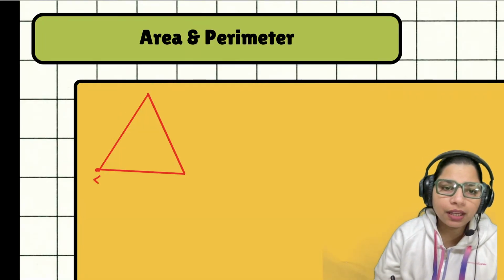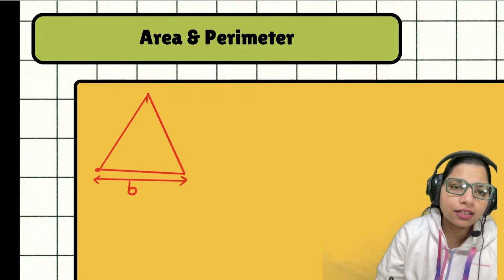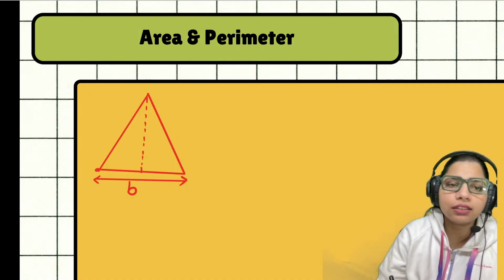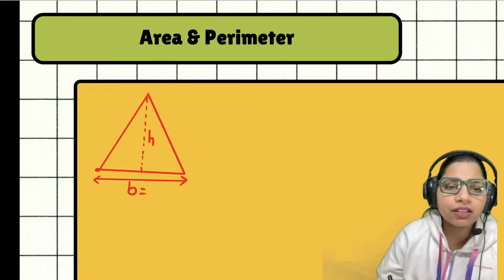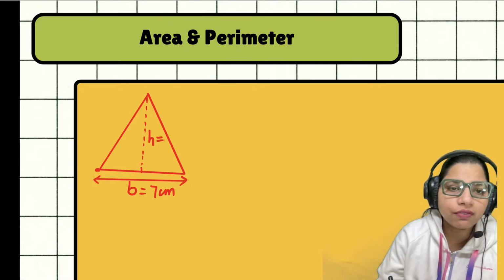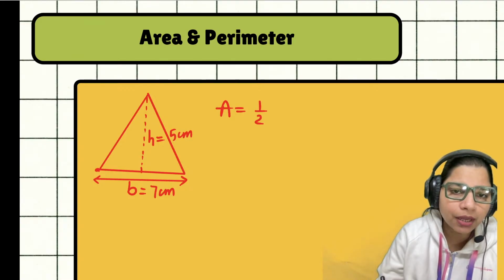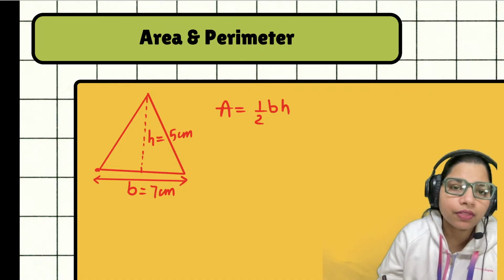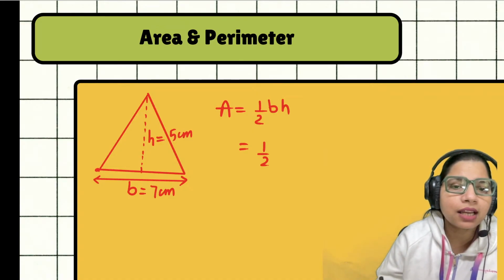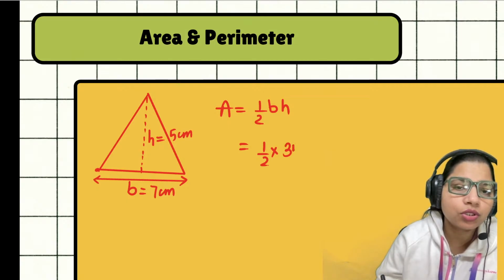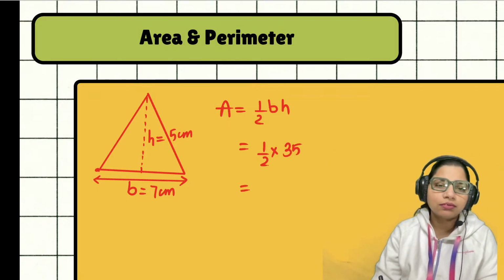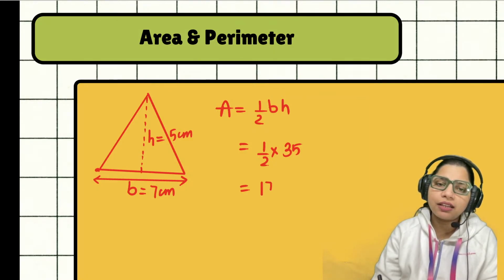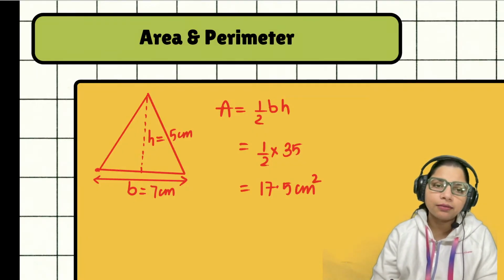So if this is the base of the triangle, and this is the height of the triangle. Say for example, base is 7 centimeters and the height is 5 centimeters. What will the area be? Area is half base times height. So base times height is 35. So half of 35 is 17.5 squared centimeters. Correct?